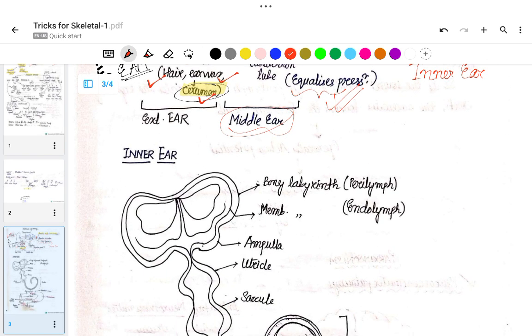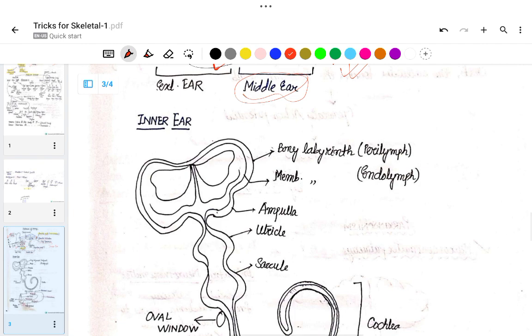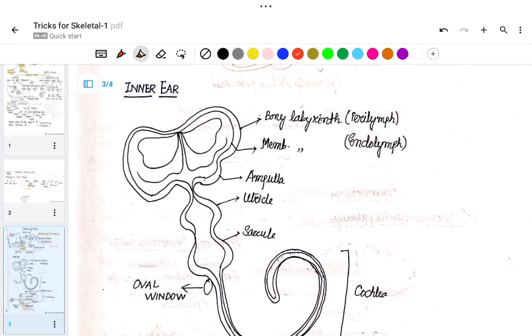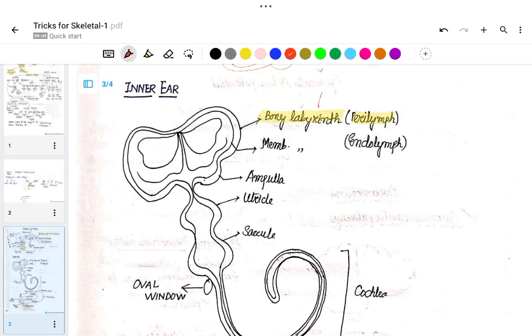Now, the inner ear. We have seen the inner ear has the bony labyrinth. Now we will only study the inner ear. This is the bony labyrinth outside. Bony labyrinth contains perilymph. Membranous labyrinth contains endolymph.